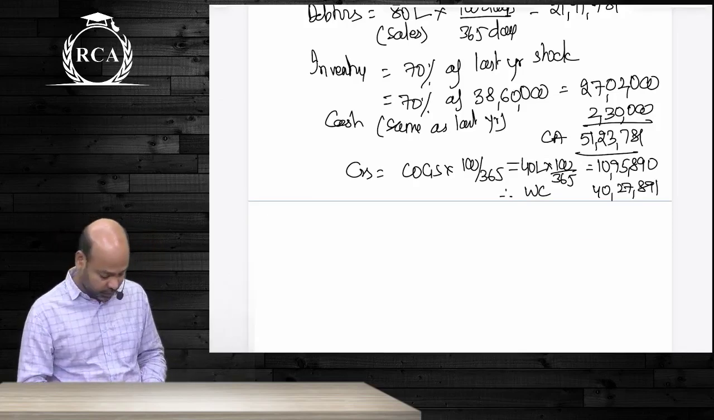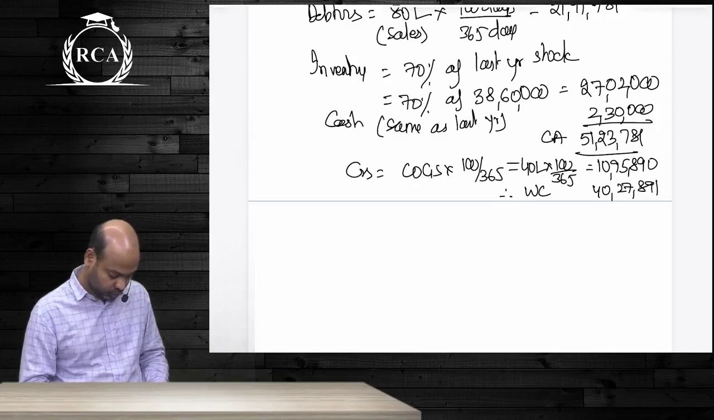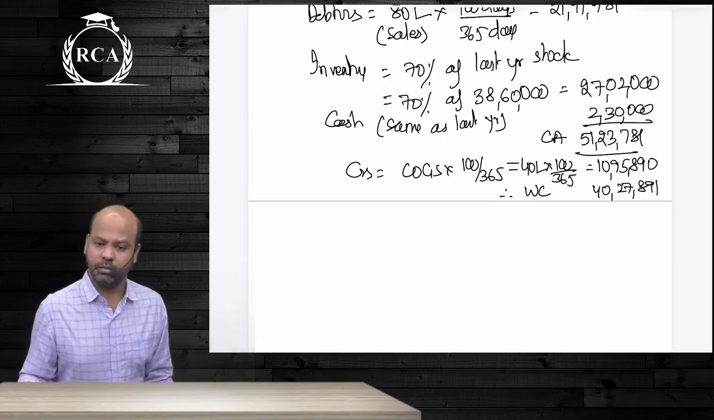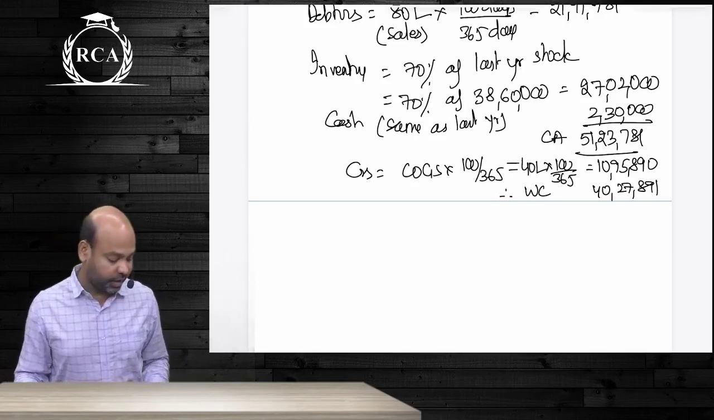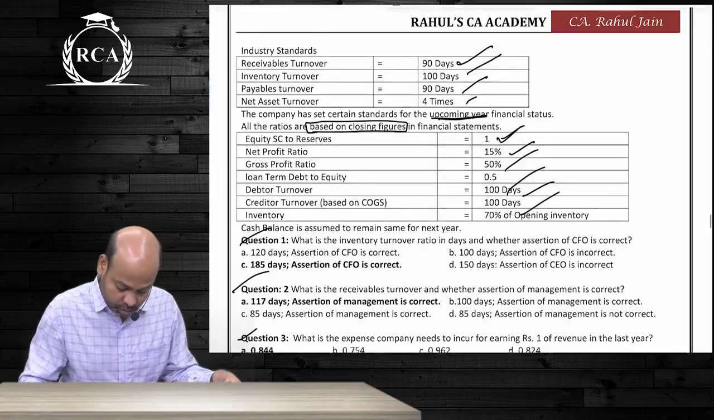Are we all clear about this? Yes beta. 40 lakhs 27,891. Next question guys, question number 20 guys.